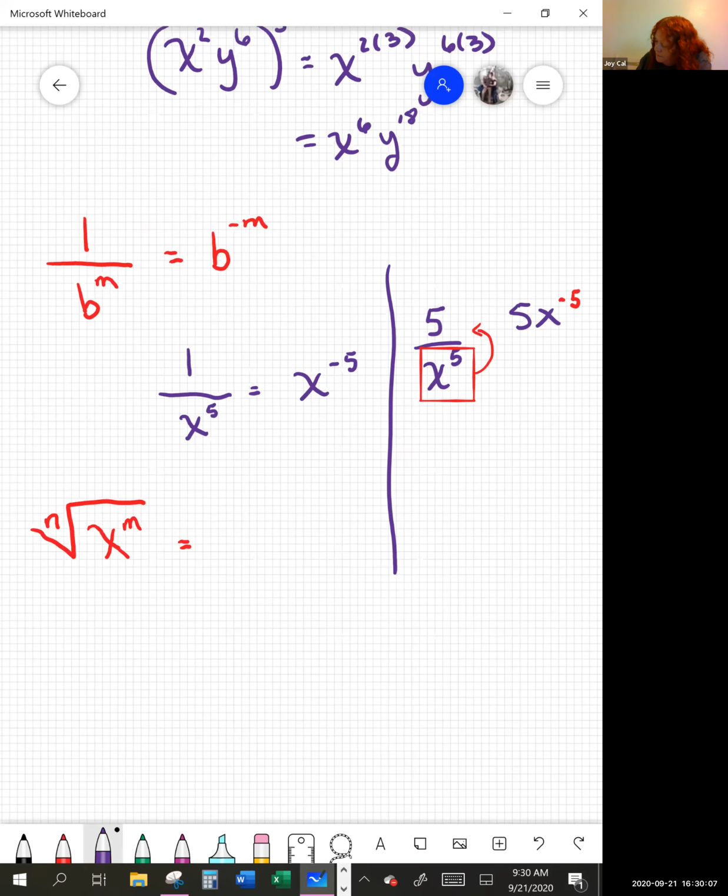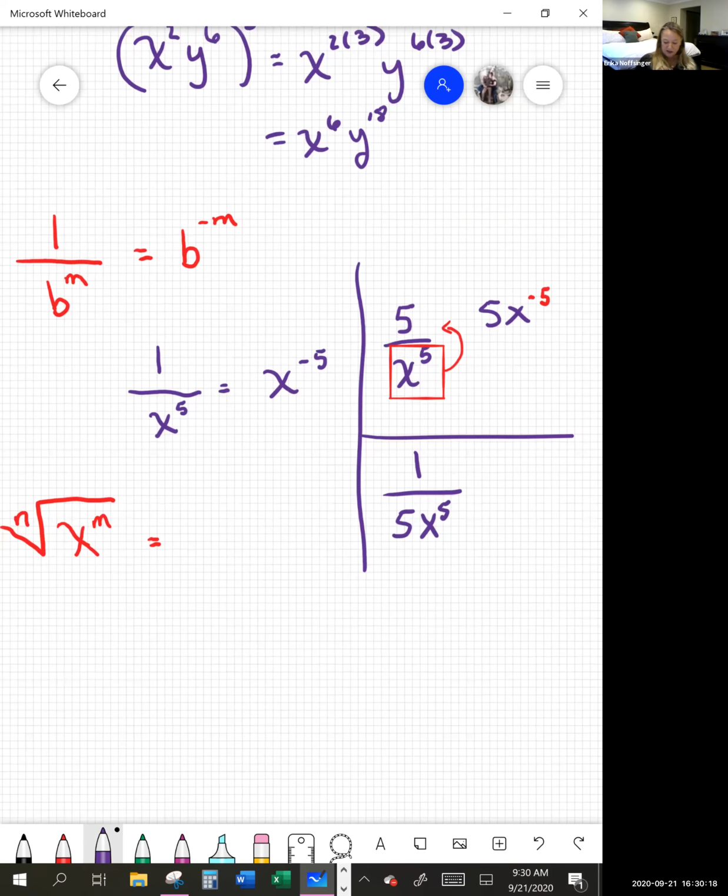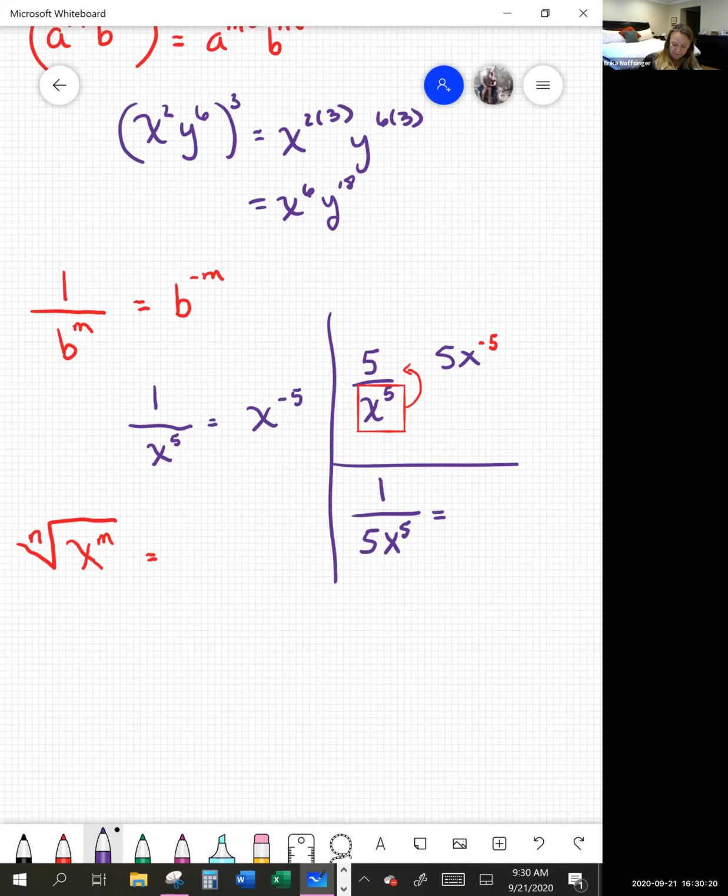But let's go a step further. If this had been, let's say, 1 over 5x to the 5th, the 5 would have to stay in the denominator. And so we could think of this as 1/5 times 1 over x to the 5th, because when we're multiplying fractions, you multiply across on the numerator and denominator. So this is 1/5 times x to the negative 5th. You don't really need that dot there.